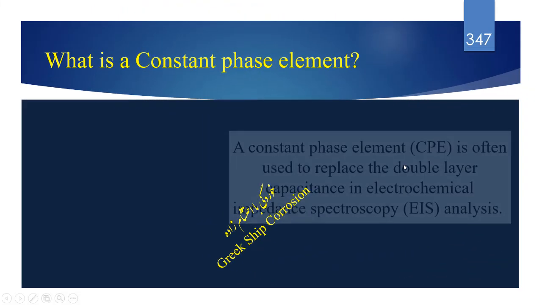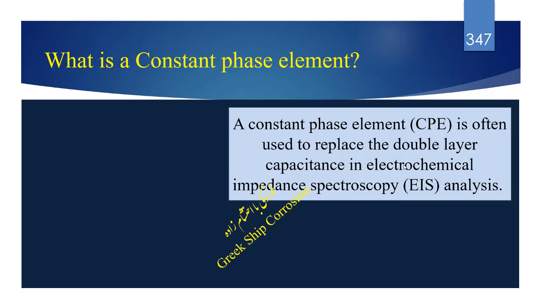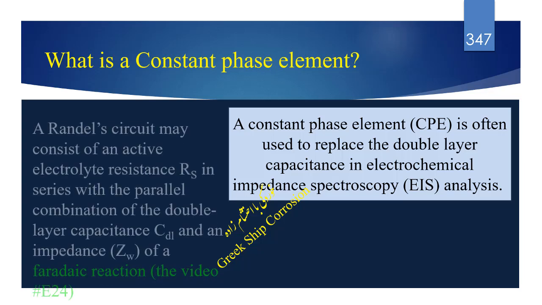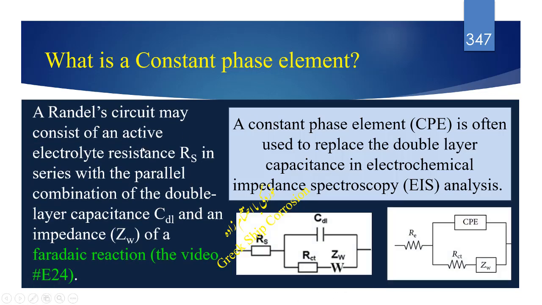What's a constant phase element? A constant phase element, CPE, is often used to replace the double-layer capacitance in electrochemical impedance spectroscopy analysis. A Randles circuit may consist of an active electrolyte resistance Rs in series with the parallel combination of the double-layer capacitance and an impedance ZW of a Faradic reaction. Faradic reaction is the topic of the video number E24. Here, a CPE is used to replace the double-layer capacitance.